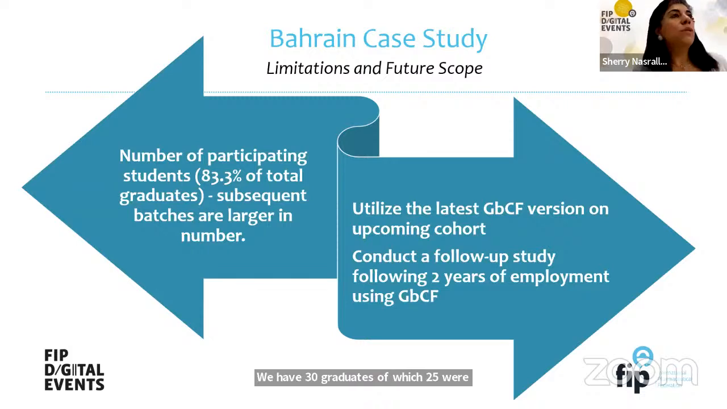But since the subsequent batches are larger in number, we hope to utilize the latest GbCF version coming up for the new cohort, and also to do a follow-up study again following entry level to take a look at how they rate themselves with their competencies 2 years following employment.